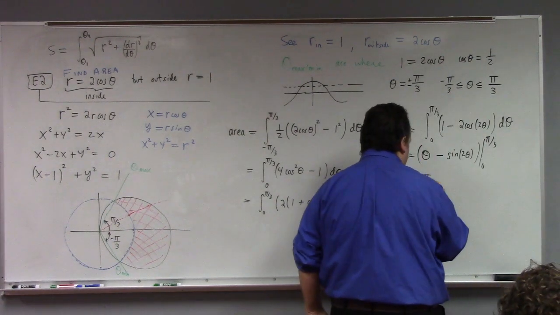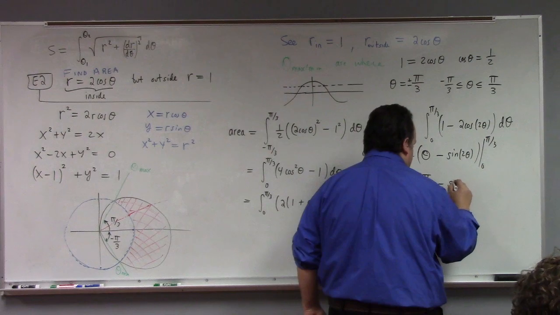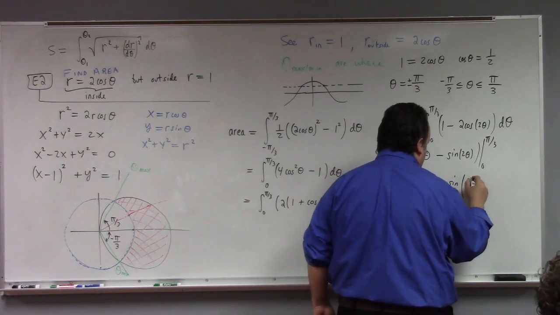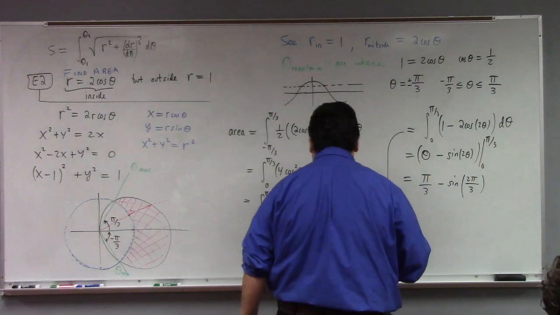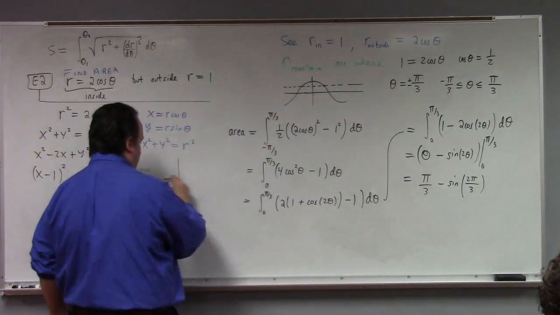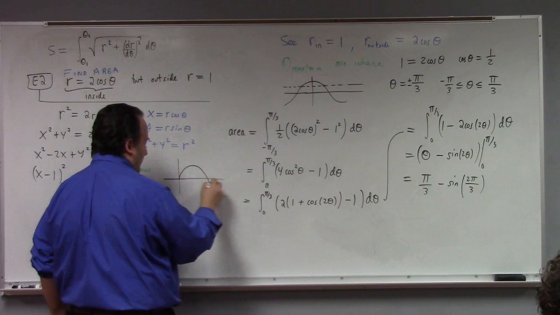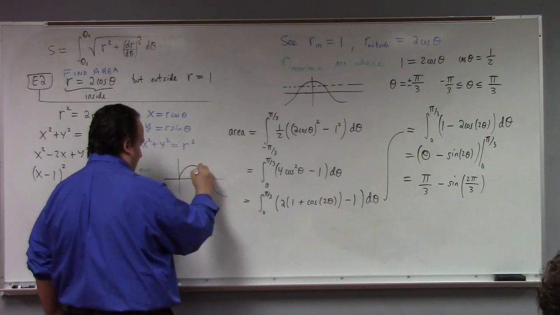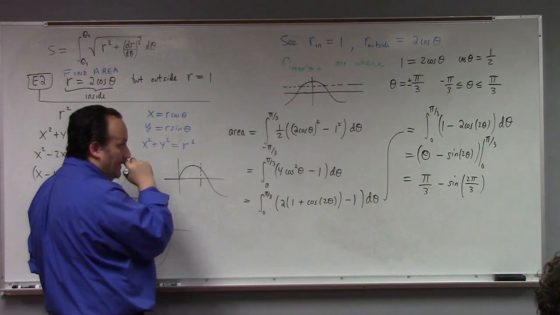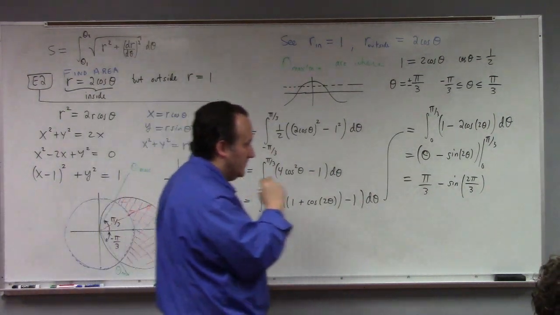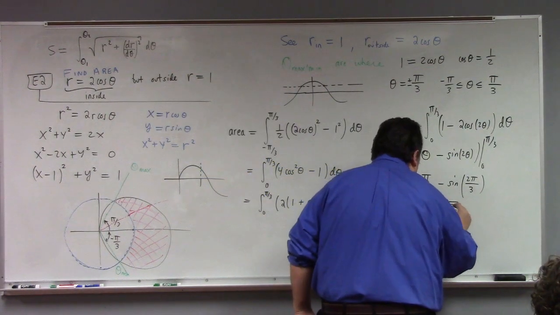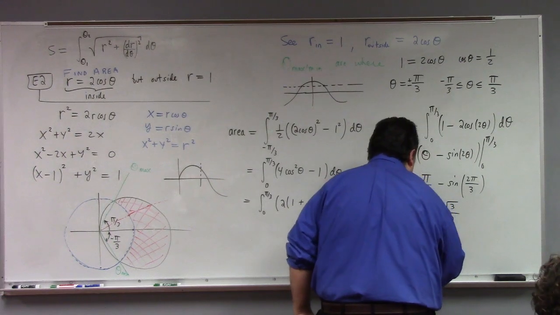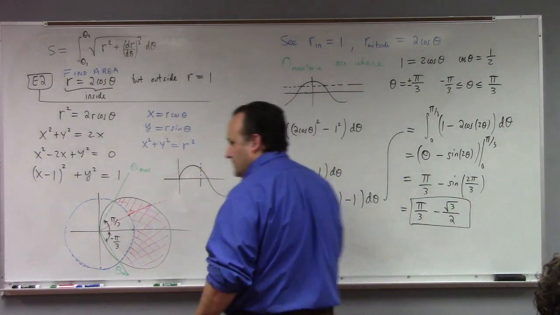You get pi over 3 plus the sine of 2 pi over 3, which is, let's see, draw my graph. So sine of 2 pi over 3 is about here. I think that's root 3 over 2. So I think we get pi over 3 plus the square root of 3 over 2. I could be wrong about the root 3 over 2. I'll have to check on that.